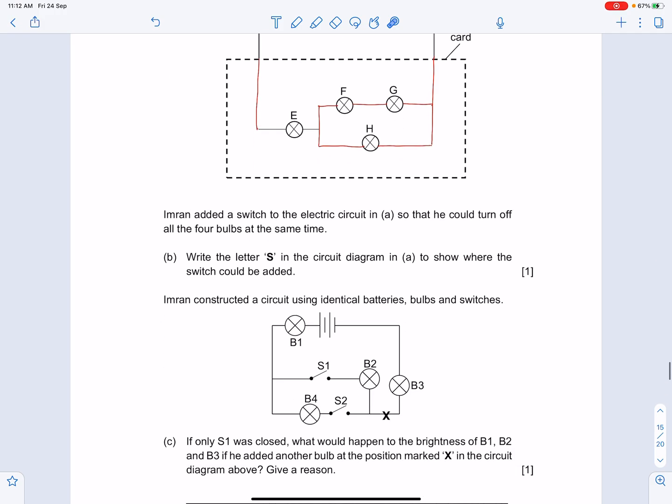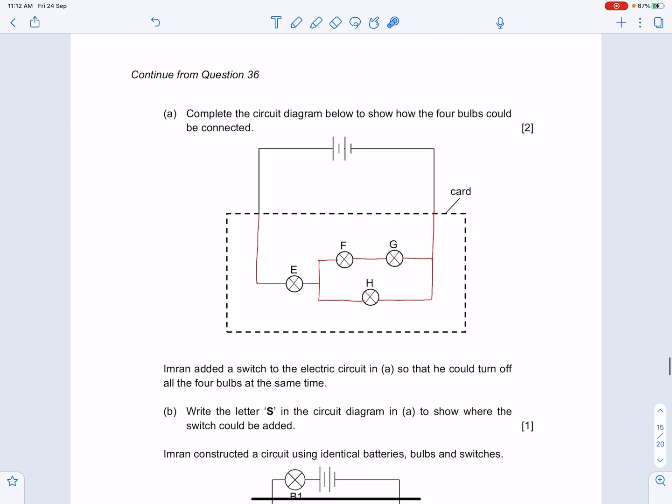Next, Imran added a switch to the electric circuit in A so he could switch off all the 4 bulbs at the same time. Write an S in the circuit diagram to show where the switch could be. So you want to switch everything off, right? Very simple. Make sure it's a common pathway. Very simple law, you trace. Anywhere around here, this highlighted part is a common pathway. So anywhere around here, you put an S. The whole entire circuit will not work anymore. It's as simple as that because this is called your common pathway.